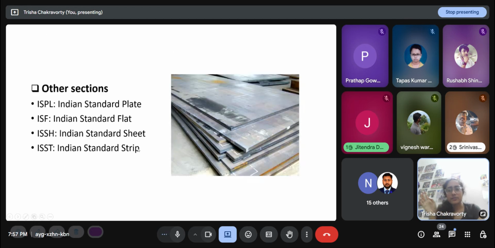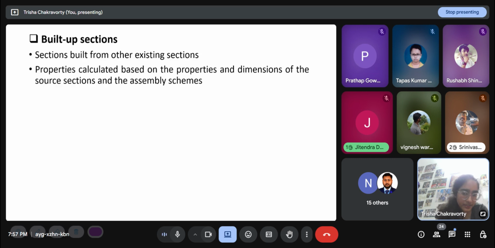So far these are standard sections, all the dimensions of which are fixed. And then there are built up sections, which are sections built from other existing sections. For example, I have one I section, I have one C section. I suppose I weld or bolt them together, so I have a built up section. Now in my SP6 I have the properties of this I section, and I also have the properties of the C section, but I don't have the properties of this built up section because I have just made it up on my own right now.